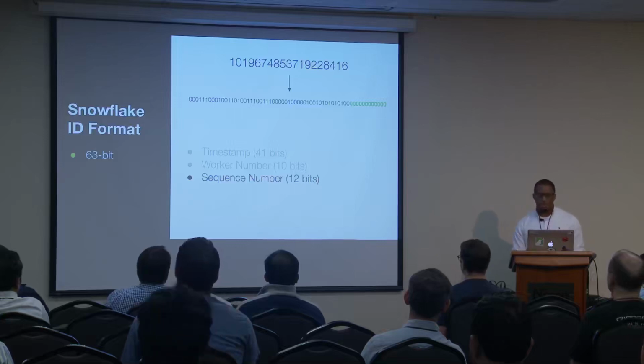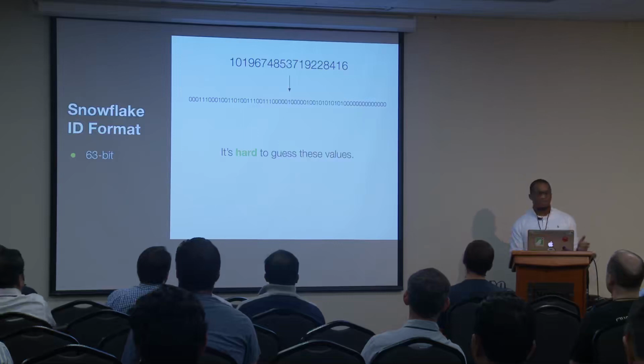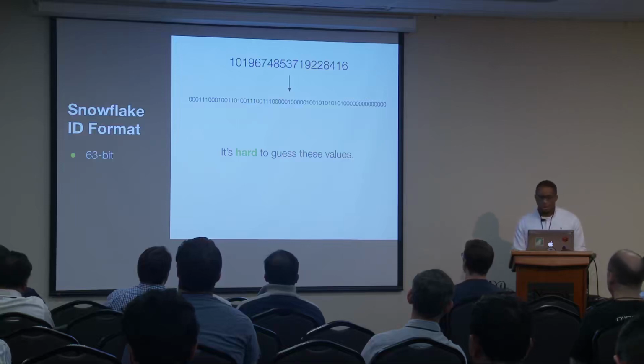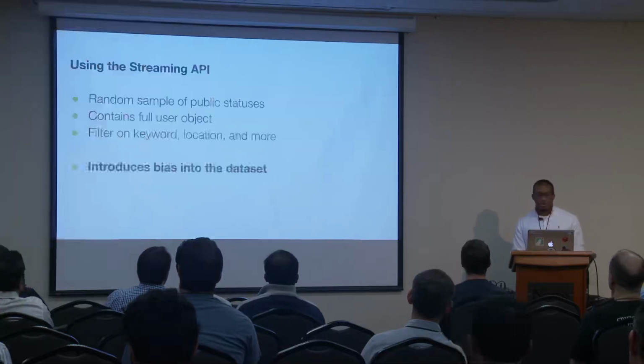Like I mentioned, it makes it really hard to guess these values because of these constituent pieces. And again, even if we're able to generate a valid Snowflake ID, there's no guarantee that that ID would actually be a user object. So that means we can't really generate IDs in a valid manner at scale and utilize the users lookup API endpoint. So we took a different approach and let the users come to us.